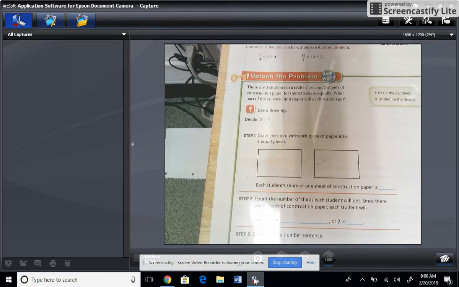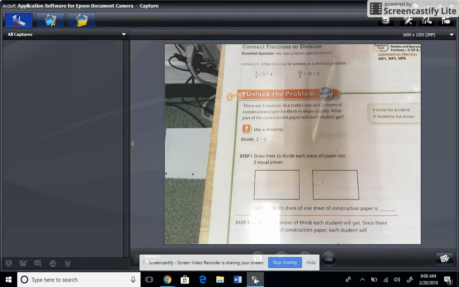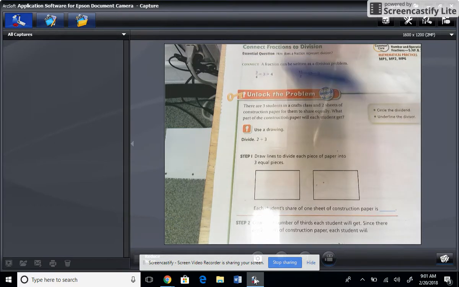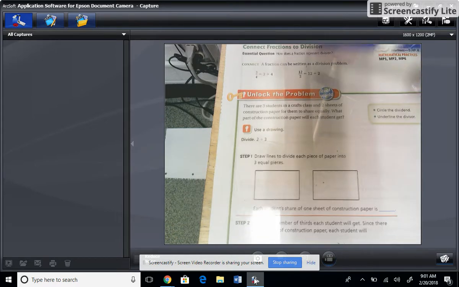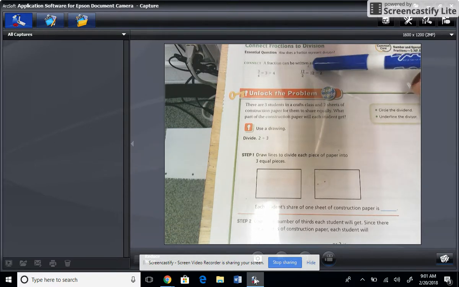Okay, boys and girls, we're going to connect fractions to division. I know I've told you several times that a fraction can be written as a division problem, or a division problem is just a fraction. So if we look at this, 3/4 equals 3 divided by 4. 12/2 equals 12 divided by 2.